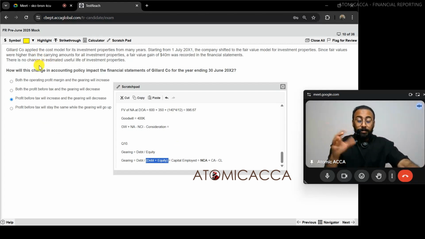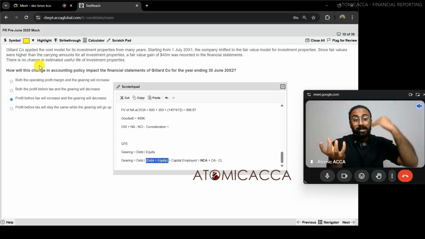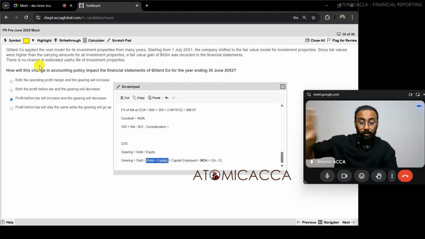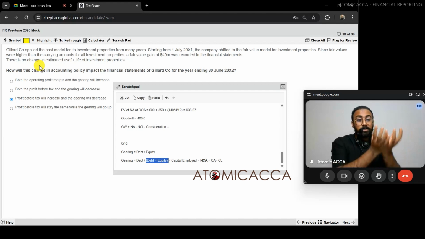The carrying value, cost model is being changed to fair value model. So what is happening? There's a 40 million gain happening. Gain one entry went to SOPL. Credit gain went to SOPL. What about the debit entry? This will cause my investment properties values to go up.